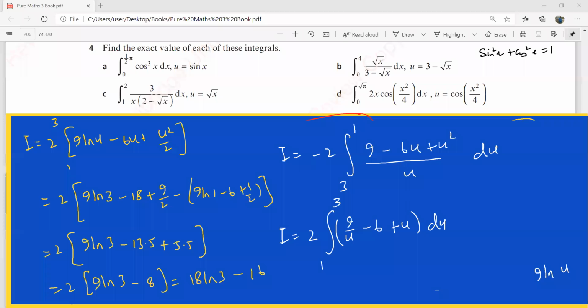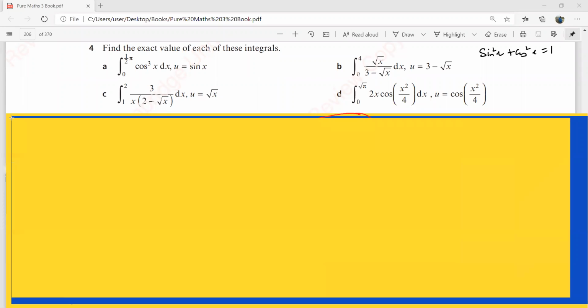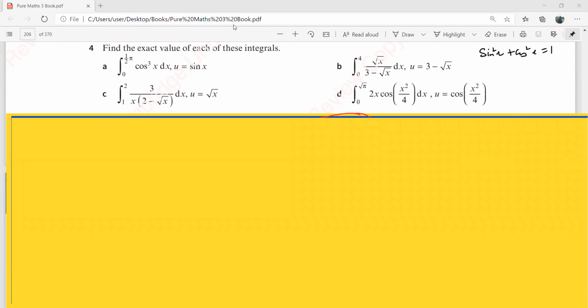Let's try one more question. That is going to be the D part. Okay. So here we are. The D part says we have limit from 0 to under root pi. And this is 2x, and this is cos. We have such a weird angle here. This is dx. Okay, this is your I here.